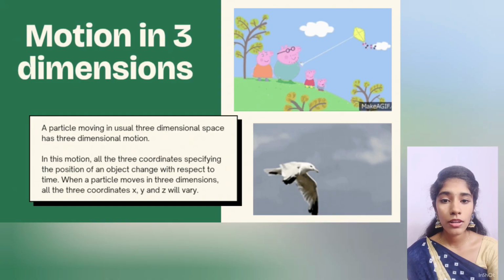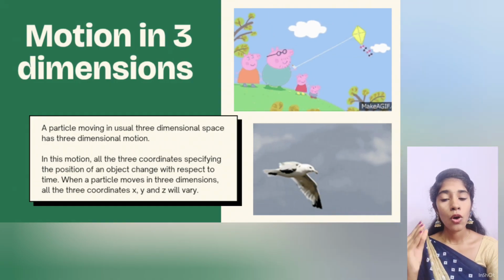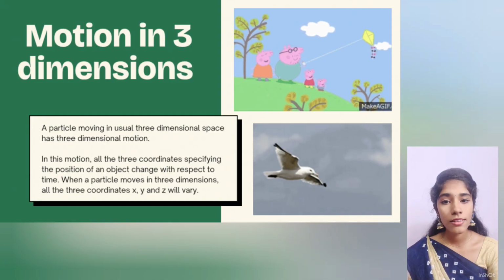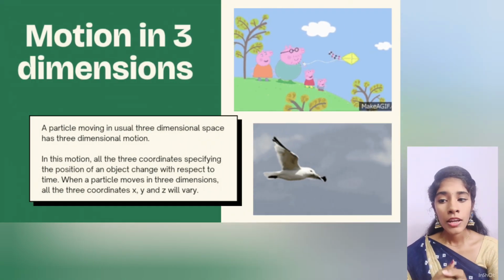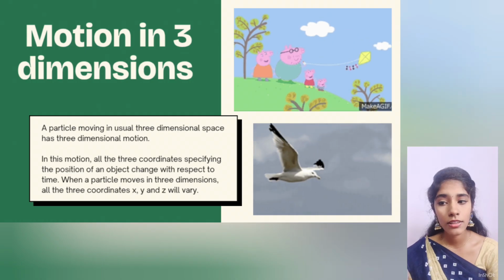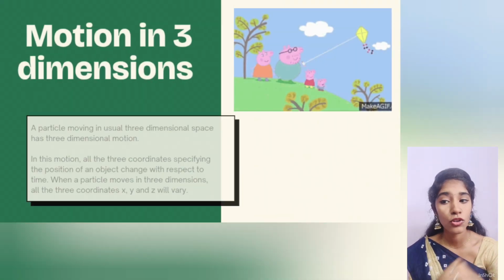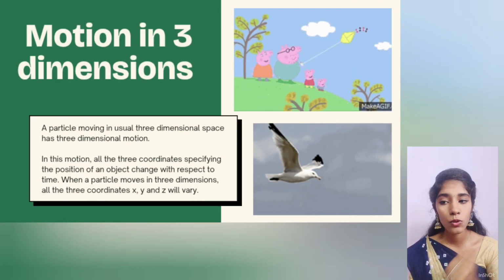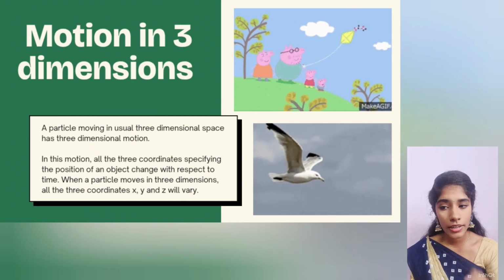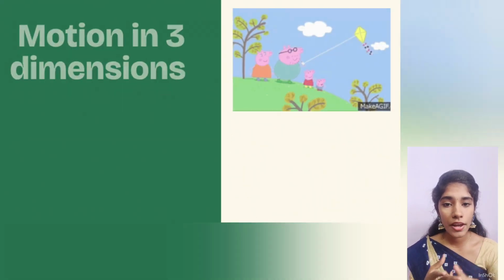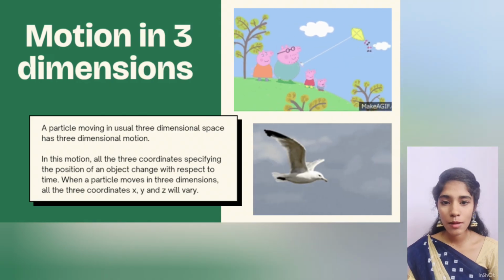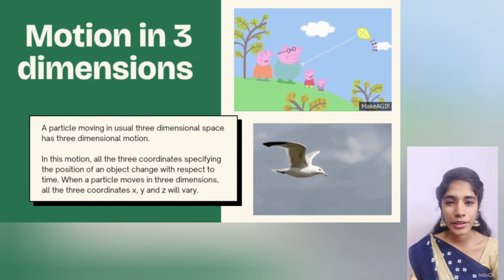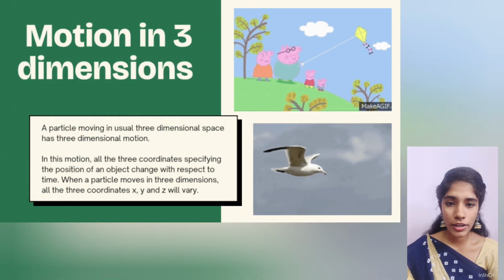Next, we'll be seeing the motion in three dimensions. A particle moving in three-dimensional space has three-dimensional motion. So it moves in three dimensions. In this motion, all three coordinates specifying the position of the object change with respect to time. So when the particle moves in three dimensions, the x, y, and z all three will vary. An example of three-dimensional motion is a bird flying in the sky, and a kid playing with a kite on a windy day. So these are examples of three-dimensional motion.